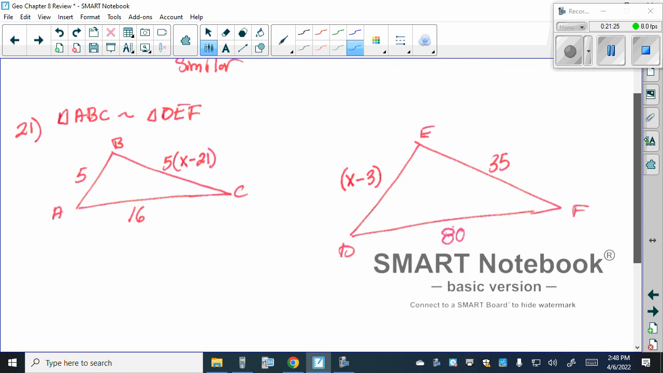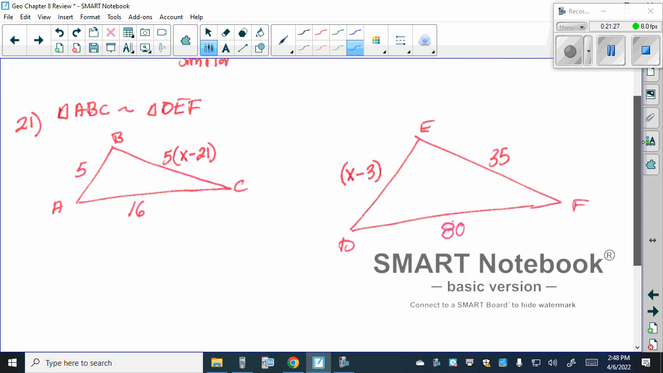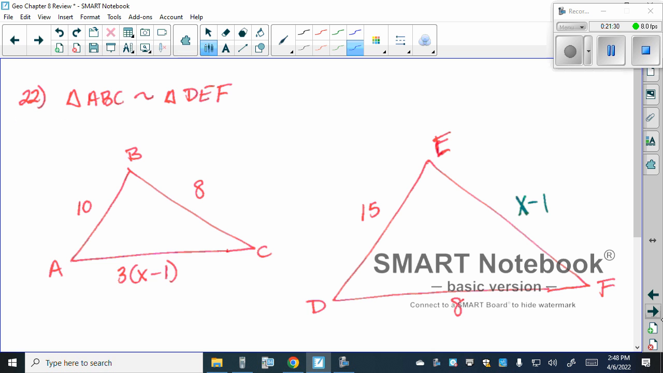21 and 22, which one do we want to look at? ABC is similar to DEF, and we're wanting to solve for the value of x. Just like we did with the first one, we're going to have our 2 fractions. So we need to pick one of the side lengths that has x. EF, x minus 1, over the corresponding side, which is 8. So half of the equation would be x minus 1 over 8.